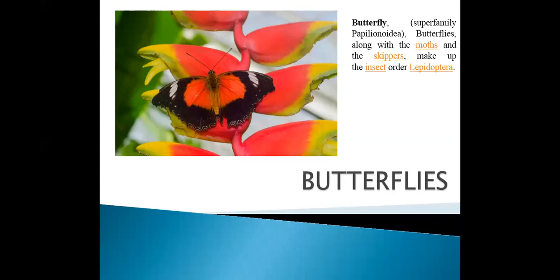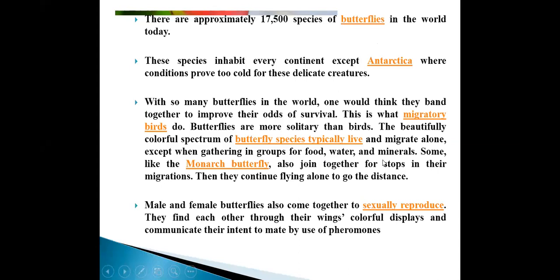Butterflies, along with moths and some of the skippers, make up the group called insects, and they come under the order Lepidoptera. And we can see this butterfly everywhere except Antarctica, where the condition is too cold for them to survive.